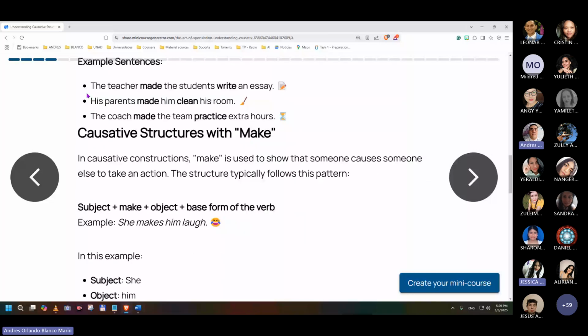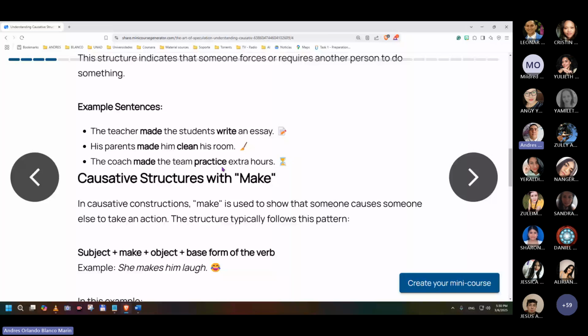His parents made him clean his room. It's very similar to the first example. The coach made the team practice extra hours. So make is used to show that someone causes someone else to take an action.